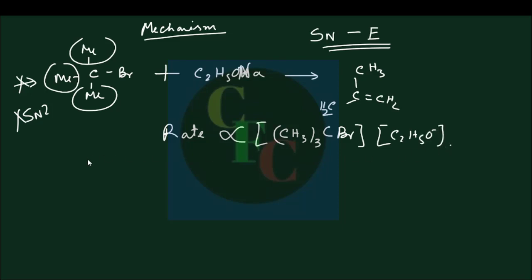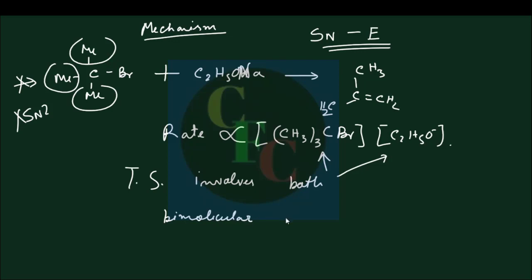So this means what? This means that the transient state involves both this halide as well as the ethoxide ion. This means this is a bimolecular reaction, and so we call this one elimination bimolecular, or we say it is an E2 mechanism.